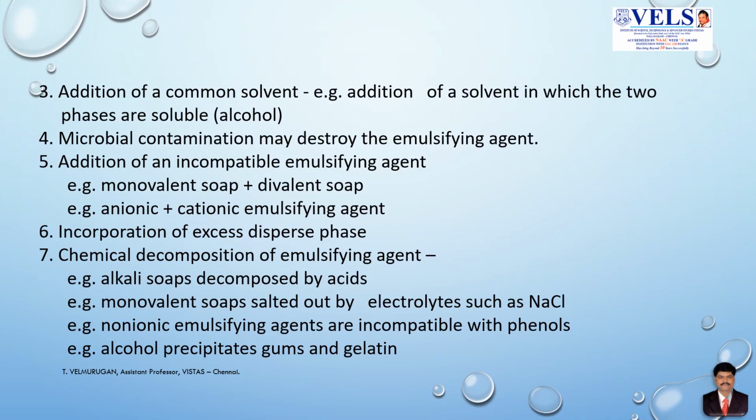Next, the addition of a common solvent, for example, addition of a solvent in which the two phases are soluble. Then microbial contamination may destroy the emulsifying agent. Next, the addition of an incompatible emulsifying agent, like monovalent soap and divalent soap, anionic and cationic emulsifying agents. Next, incorporation of excess dispersed phase. Next, chemical decomposition of the emulsifying agent, like alkali soaps decomposed by acids, monovalent soaps salted out by electrolytes such as sodium chloride, non-ionic emulsifying agents incompatible with phenols, and alcohol precipitating gum and gelatin.